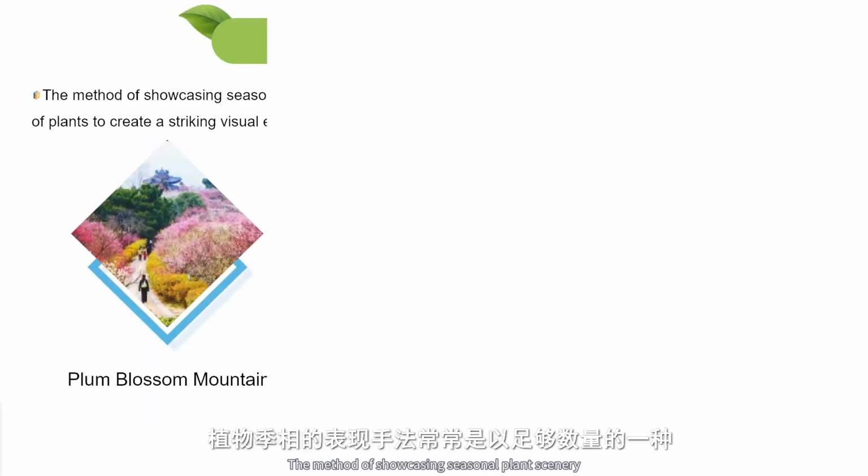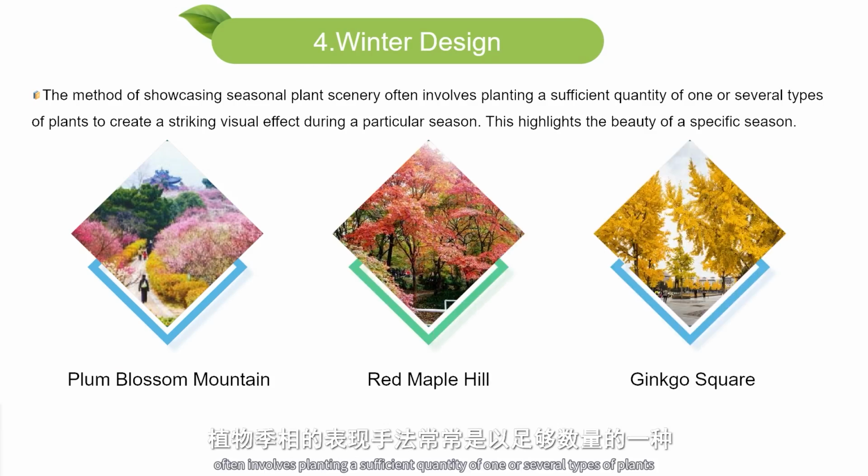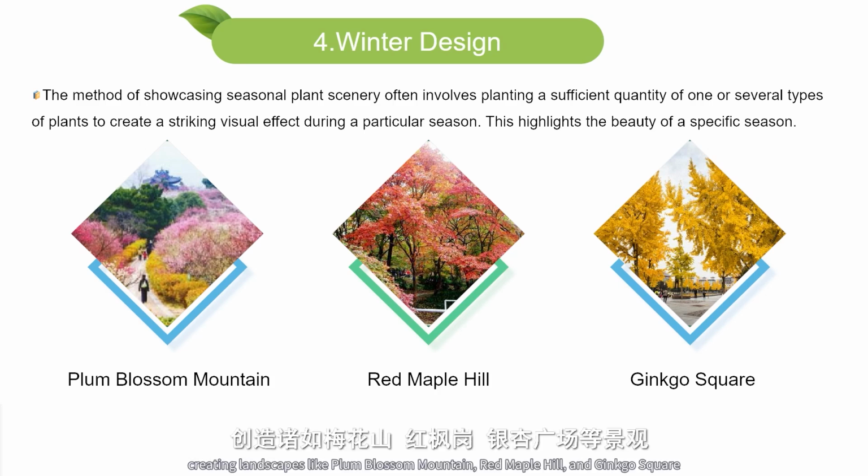A method of showcasing seasonal plant scenery often involves planting a sufficient quantity of one or several types of plants to create a striking visual effect during a particular season. This not only highlights the beauty of a specific season, but also showcases the main plants, creating landscapes like Plum Blossom Mountain, Red Maple Hill, and Ginkgo Square.